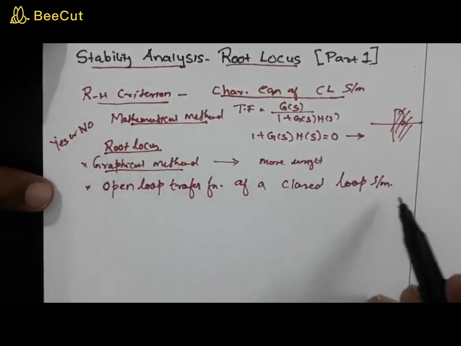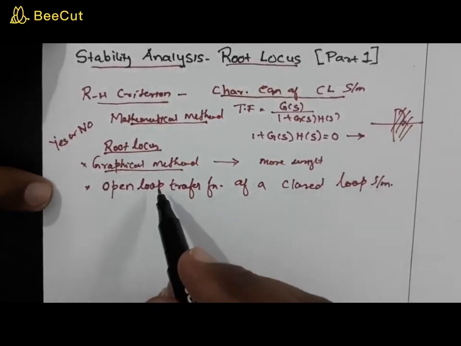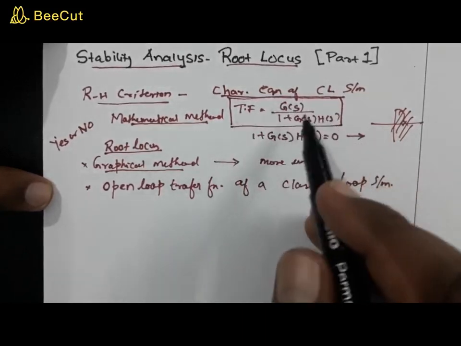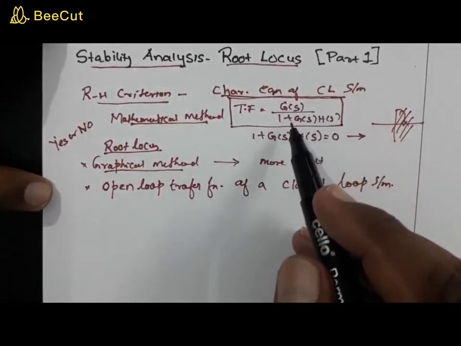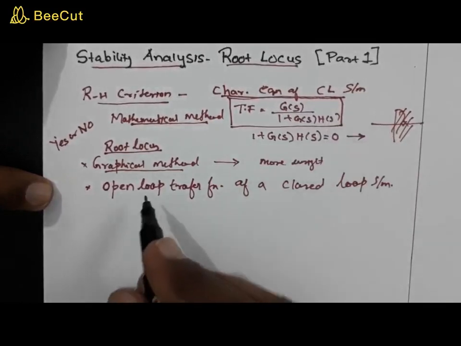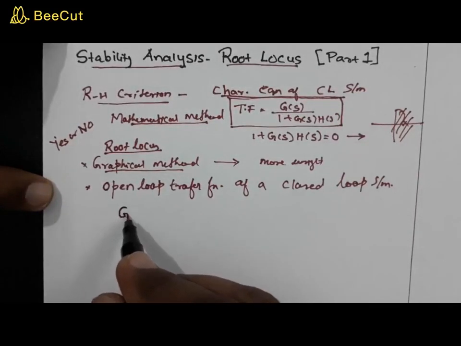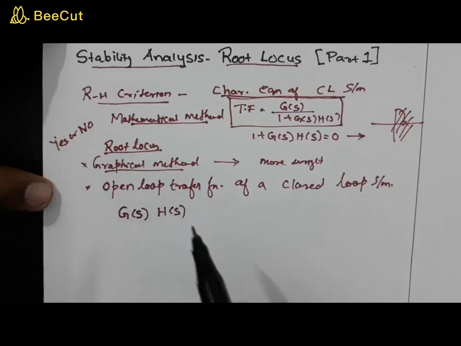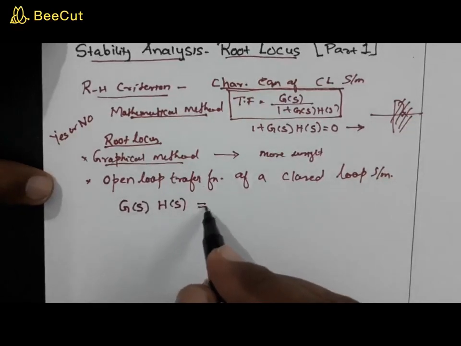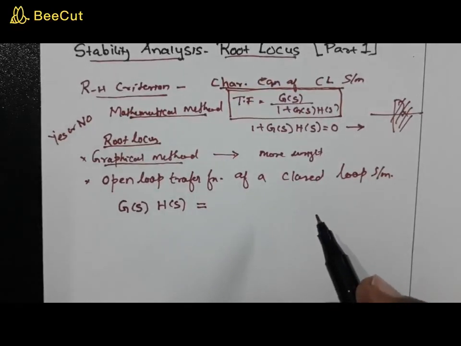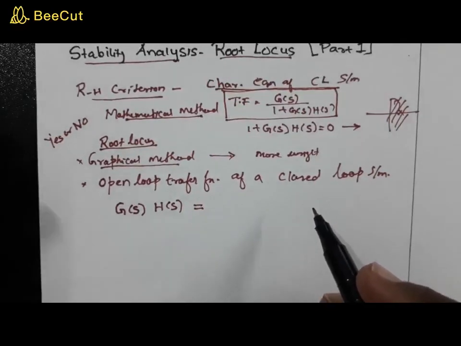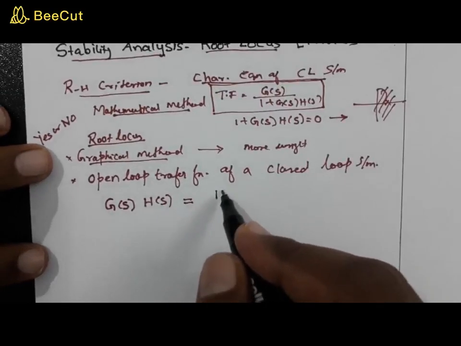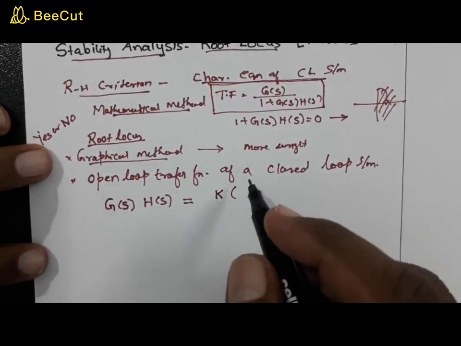Using the open loop transfer function of a closed loop system, we can again ascertain the stability of a system having the transfer function G(s) by 1 plus G(s)H(s). What do you mean by open loop transfer function? It is nothing but G(s)H(s), right? We have also seen the general expression for G(s)H(s) for an open loop transfer function, which I'm again rewriting. I have already shown you in the previous video.